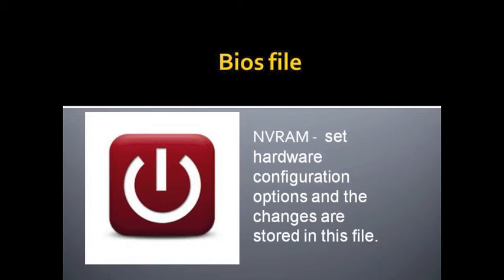And next, the BIOS file. Identified by a NVRAM file extension, it is used by the virtual machine, which is similar to a physical server that has a BIOS chip. You can set hardware configuration options, and the changes are stored in this file.